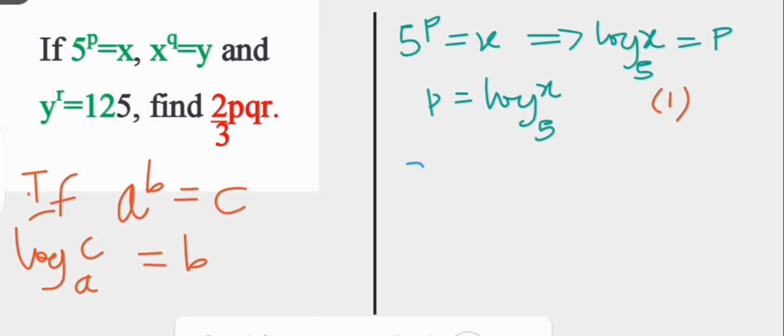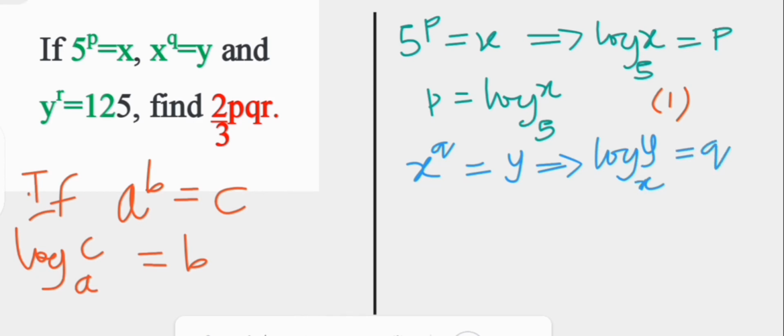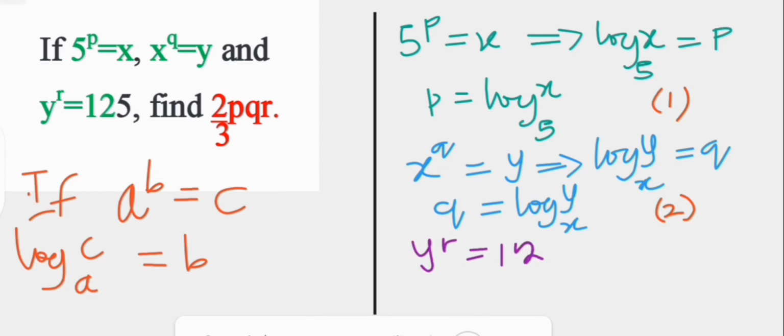With X raised to power Q being equal to Y, this implies that the logarithm of Y to base X must be equal to Q. This also can be rewritten as Q equals log Y to base X. That is equation 2.